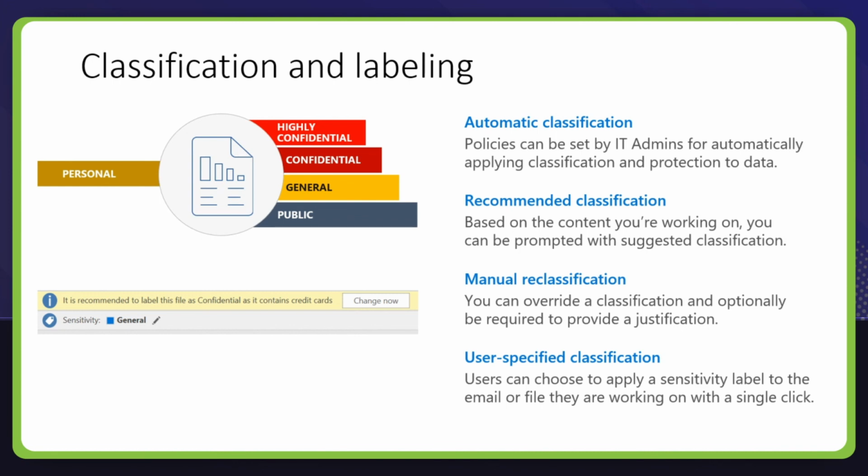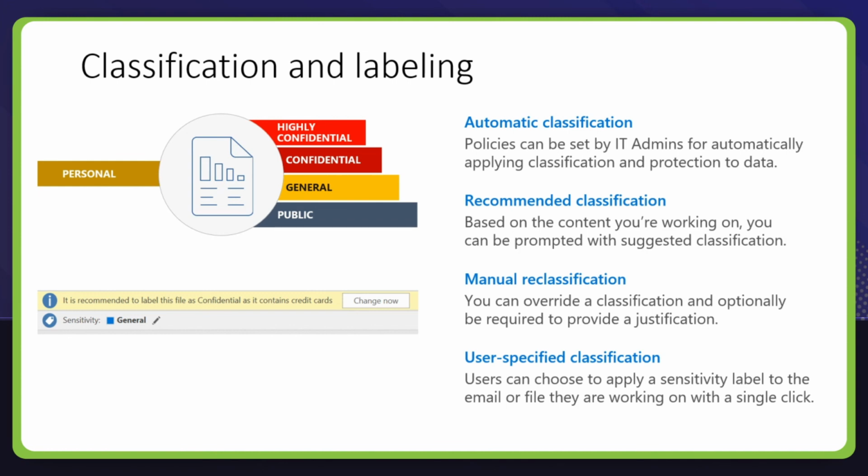Policy can be set to automatically apply a sensitivity label to a document based on the detection of sensitive information. For example, a policy could be defined to automatically mark a document as confidential if it contains social security numbers. Alternatively, a recommended classification and sensitivity label can be provided to users.